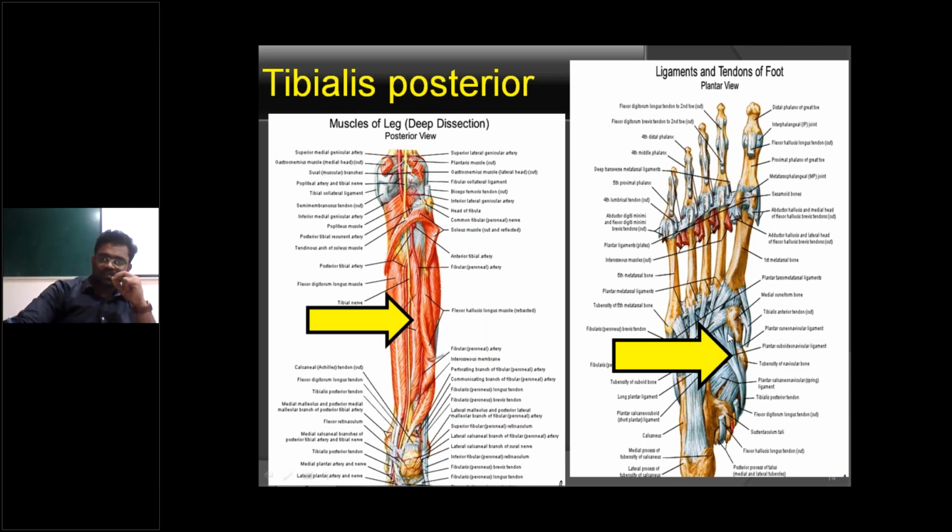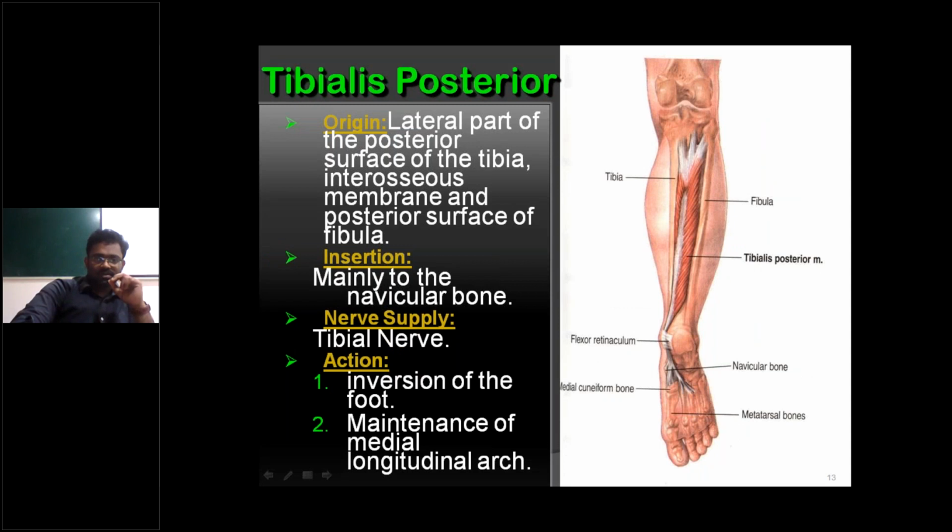So after insertion to the tuberosity of the navicular bone, it divides into fibrous bands. These fibrous bands are attached to the tarsals and metatarsals of the foot except the talus and the fifth metatarsal. Right? So that is the insertion of the tibialis posterior. So tibialis posterior has origin from the tibia, interosseous membrane and fibula. Insertion is the tuberosity of the navicular bone.